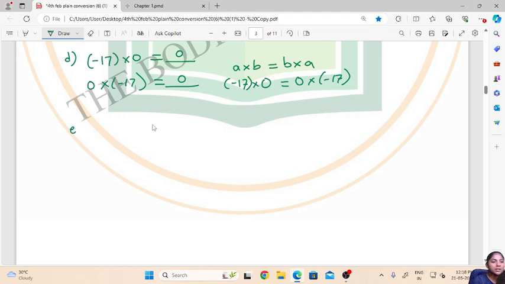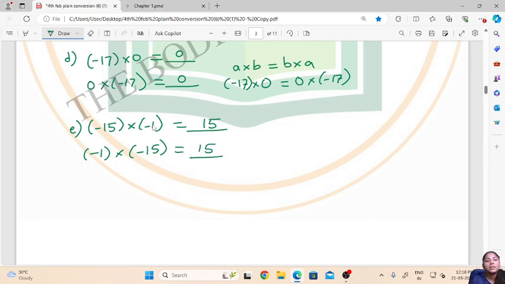Then last example is minus 15 into minus 1. So here we will get the answer as 15. Minus minus will become plus, 15 into 1, 15. Then b into a will be minus 1 into minus 15. Here also we will get the same answer, that is 15.